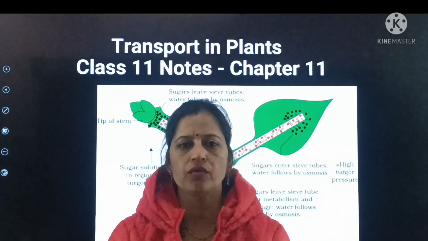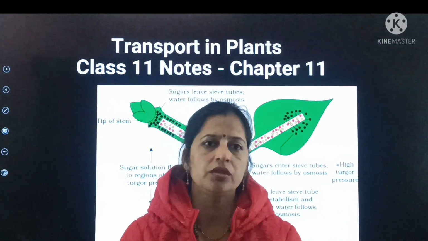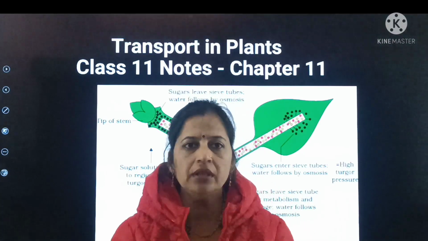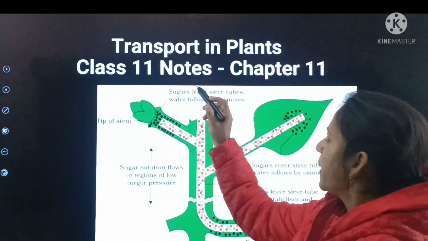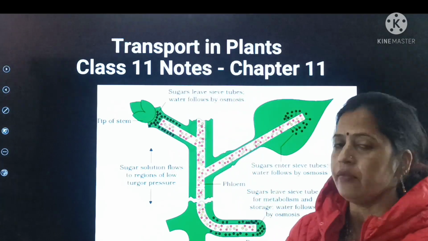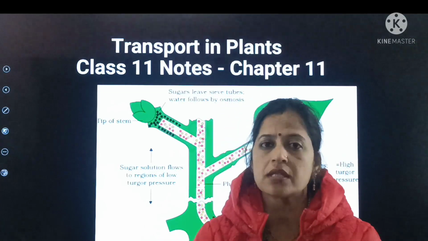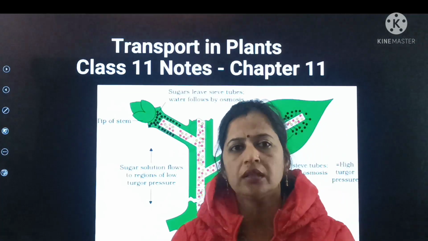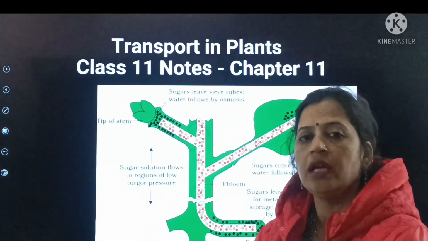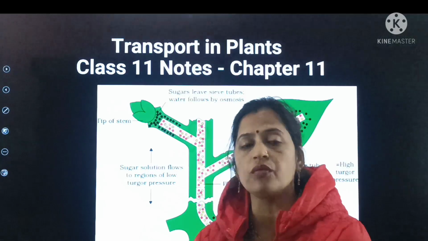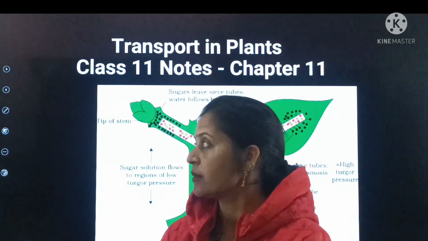For the students from 9 to 12. In today's lecture we will discuss class 11th, chapter number 11, Transport in Plants. Today we will discuss the important notes regarding this chapter, how the transportation in plants takes place. There are various ways by which the transportation in plants takes place.